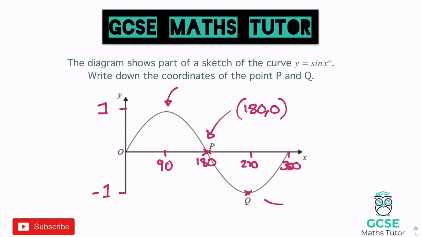Our next one down here, as you can see above, is 270. And our y coordinate, obviously it fluctuates between 1 and minus 1, so our y coordinate is negative 1. Right, there we go.